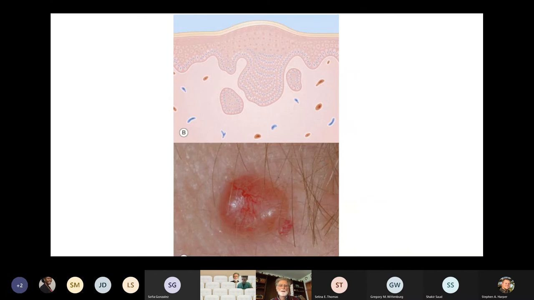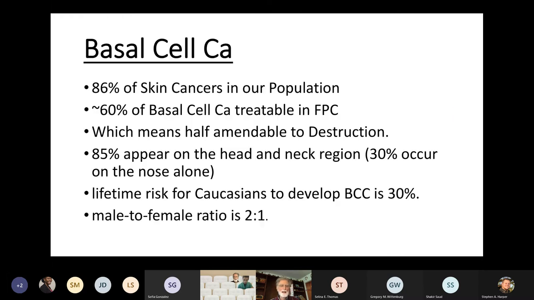So again, we look at Lookingbill and we see the basal cells don't go all the way down to the bottom of the dermis. They're in the upper part of the dermis. There's little nests of them, little fingers that stick off from where the most obvious lump is. If you look at the different types of basal cells, and where they're located, we can treat about 60% of them in family practice clinic, and we can destroy them.